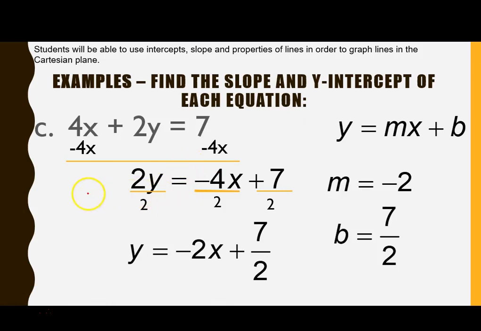Now, this is one I would probably want to make into a decimal, because when I graph it, all I need to do is plot that point, 3.5. So I do 1, 2, 3, 4, and I'm at 3.5. And then I'm going to go down 2, right 1. And I would go down 2, right 1. And so the graph would look a little like that. The other thing that's cool is when x equals 0, I get 7/2. When y equals 0, I get 7/4, which is just a little bit before 2.